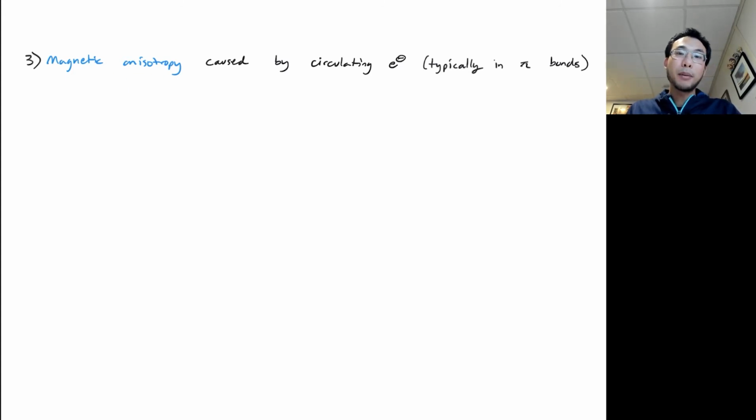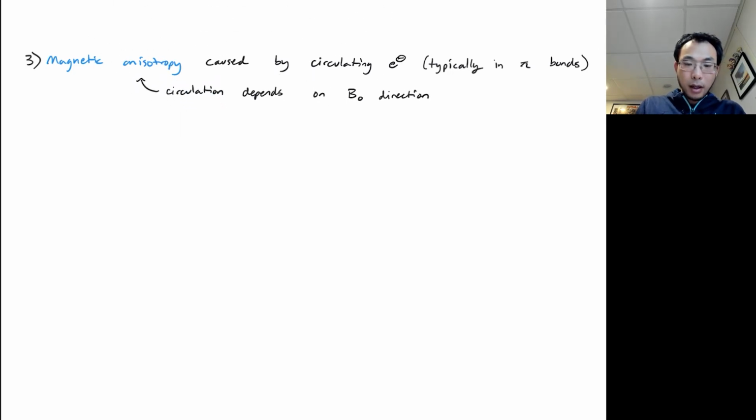The word anisotropy means that it's not uniform in all directions, so in some directions this field will be more positive or more negative. So basically, what's happening is that in the external magnetic field, electrons are circulating around in the molecule, and it turns out that that circulation will depend a bit on the external magnetic field, or B naught here. Typically we'll see this effect in pi bonds, but actually it shows up in all types of bonds. It's just most significant for pi bonds.